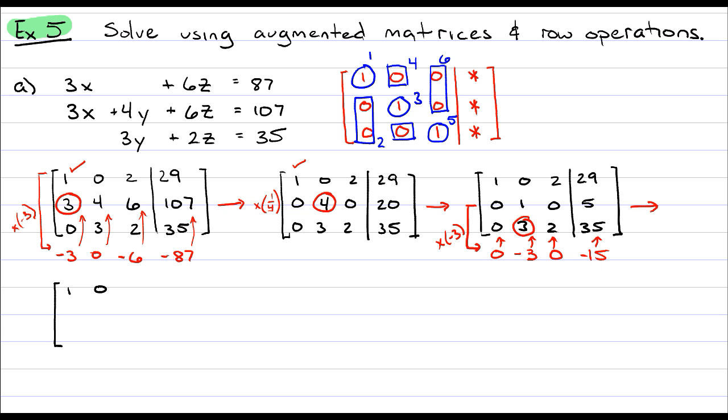Nothing happened to the first row, so it's exactly the same. The second row is still the same. It's only the third row that changes. And the third row becomes 0, 0, 2, 35 minus 15 is 20. Okay, so at this point, my first column and my second column are both how I want them. Going on to the third column, I need to turn this 2 into a 1. So I'm going to multiply the entire third row by 1/2, or divide by 2.